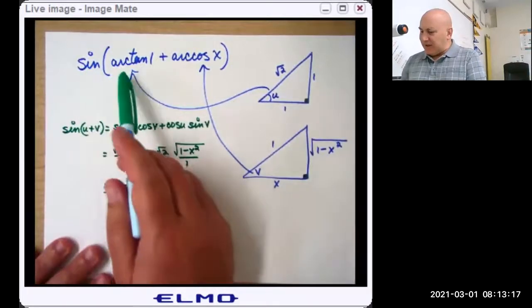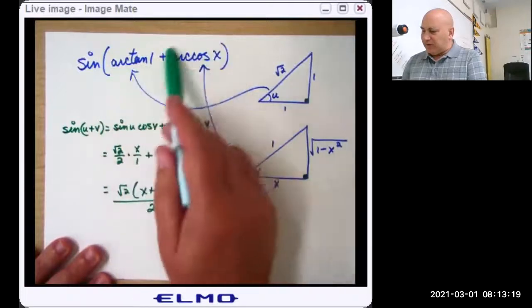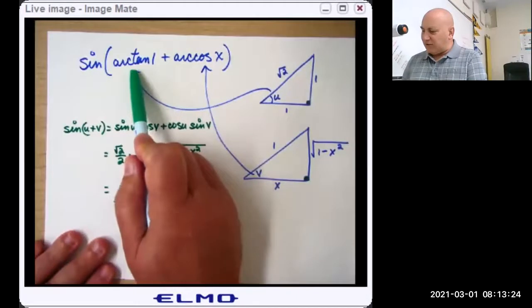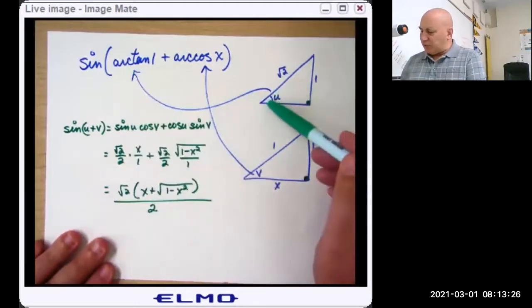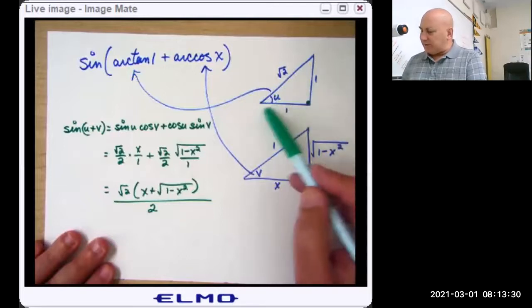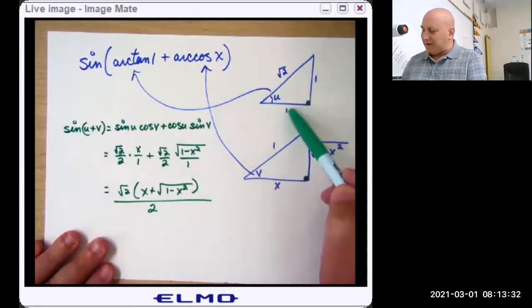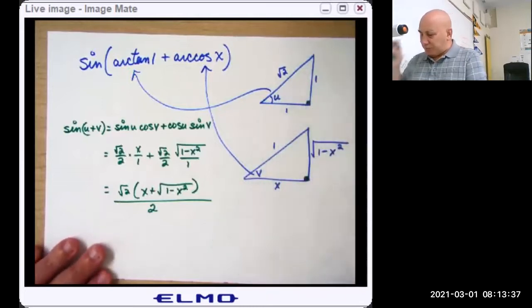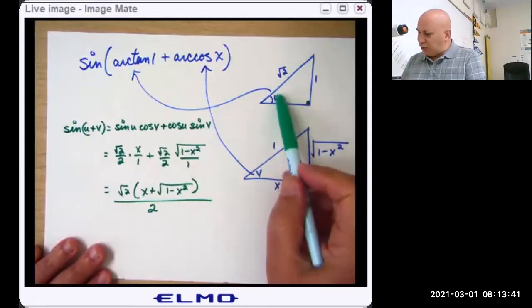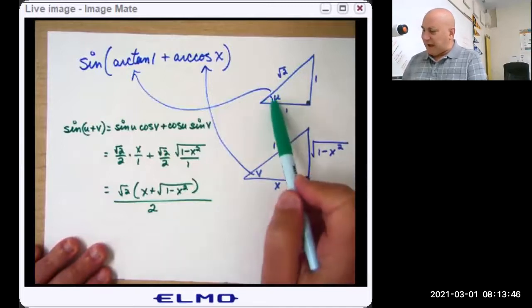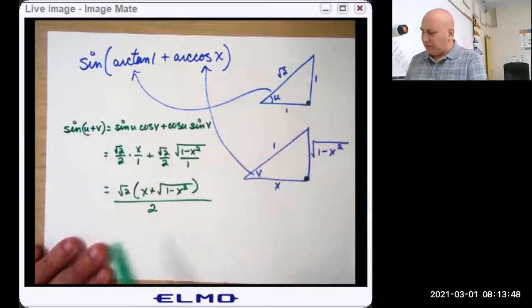All right, so I'm going to let this be U and this be V. So U is arctangent of 1. And what I did is I drew a right triangle here. This is 1 and this is 1, then 1 over 1 would be my tangent. This is root 2. So this is angle U right here. And you can see that U has a tangent of 1.